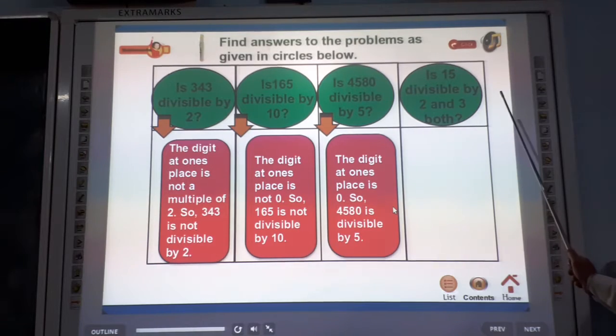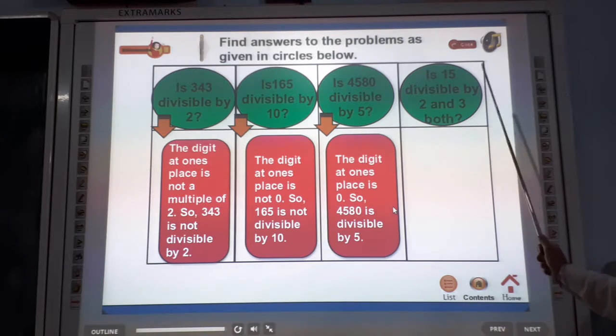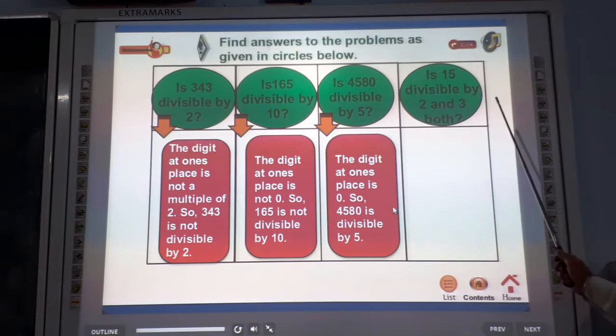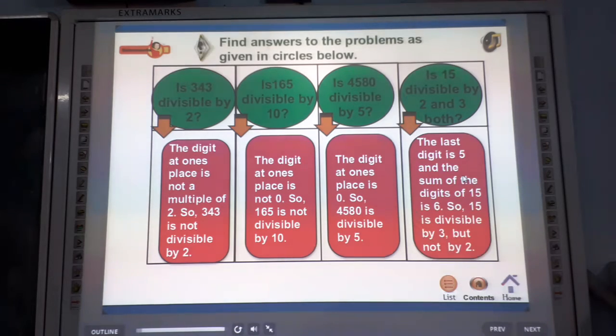Is 15 divisible by 2? The unit place digit is odd, so it is not divisible by 2. But it is divisible by 3 because the sum of the digits is divisible by 3. But here we are asked for both. So 15 is not divisible by both 2 and 3. It is only divisible by 3.